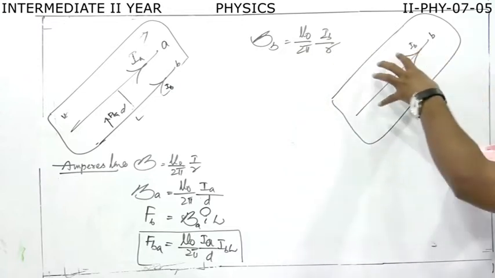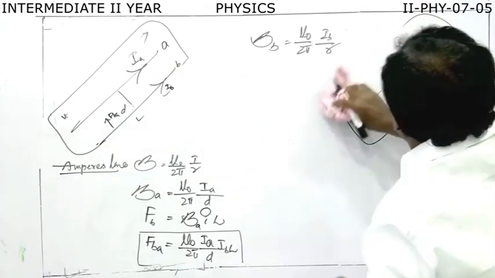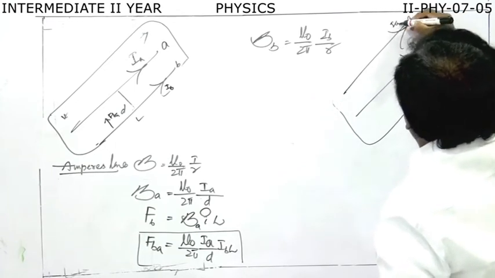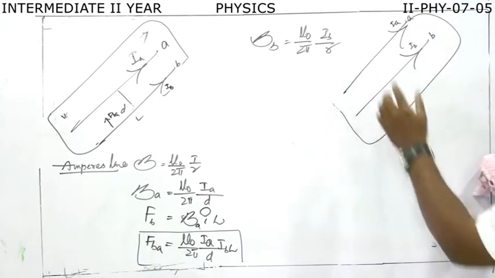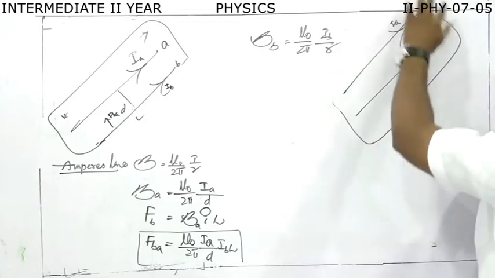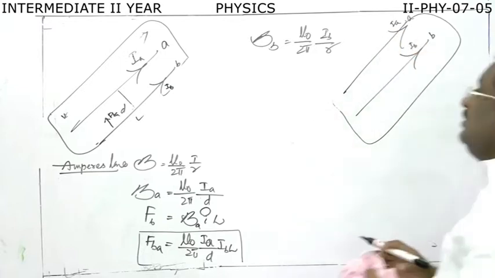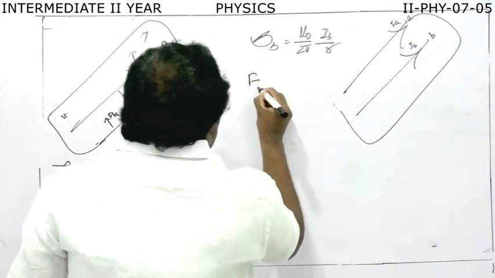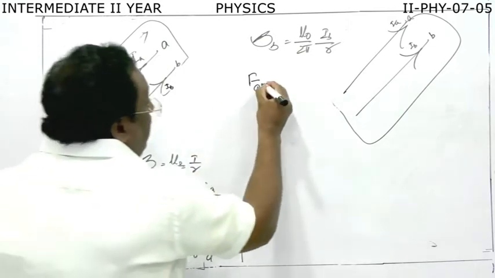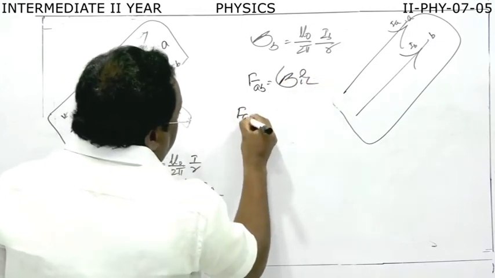Now in this magnetic field, you bring the conductor A and place it nearby B. Now the conductor A is in this magnetic field. Now A experiences a force. We can write F on A due to B, FAB. The formula is BIL.